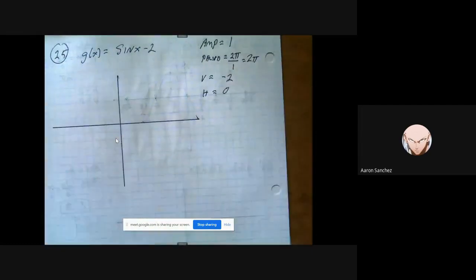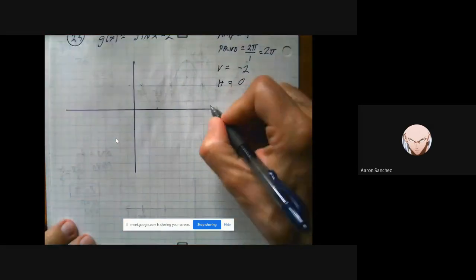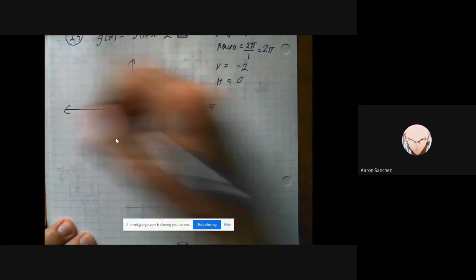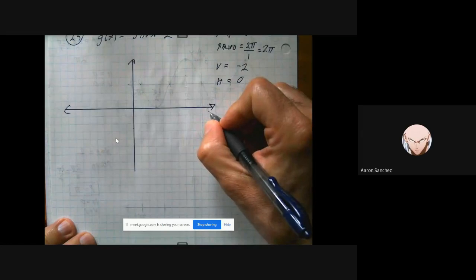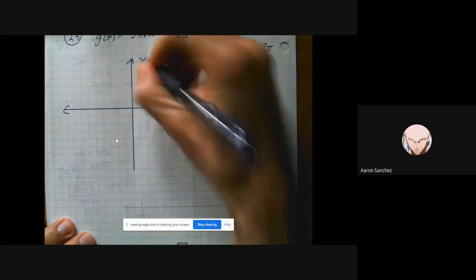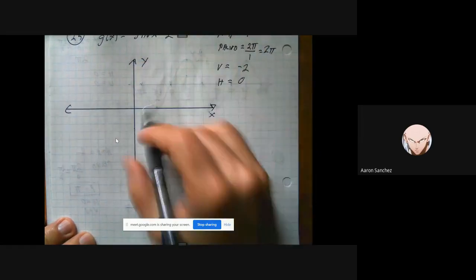The horizontal shift is a butt kicker. In my opinion, the worst one is the horizontal shift. That's a butt kicker. Now, x. So our period is 2 pi. So let's do our 2 pi.